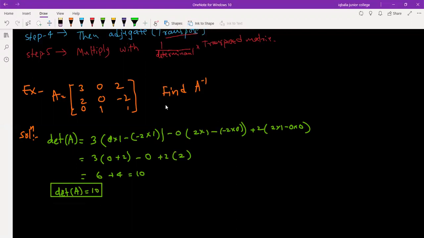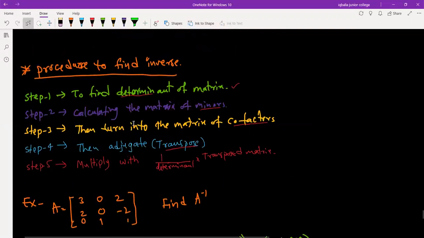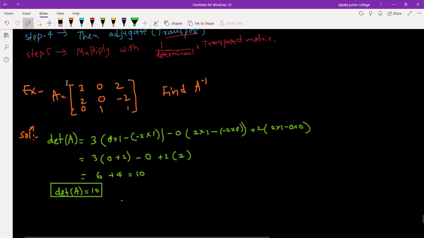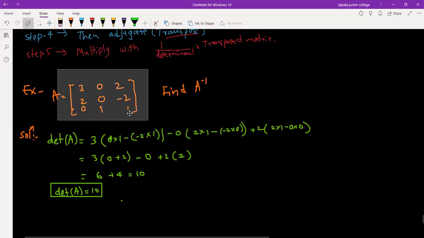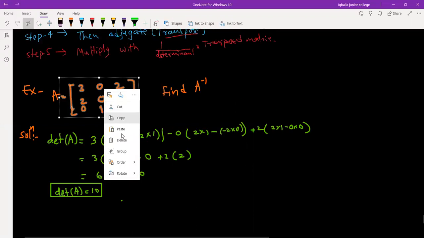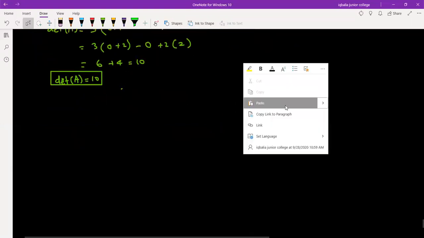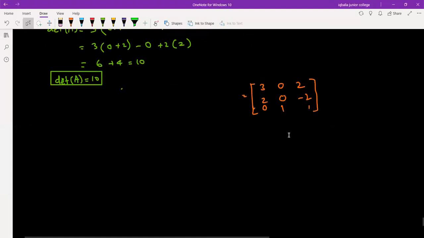Determinant A is nothing but 10. Now the second step is I have to calculate the matrix of minors. Okay, so here let's take copy, paste. Okay, so here I have to find minors.